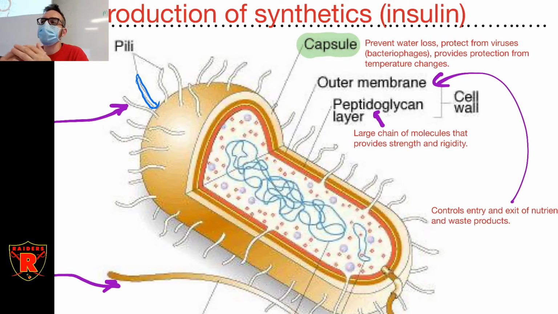That capsule is also used to protect bacteria from viruses. So viruses attack bacteria too. A virus that attacks bacteria is called a bacteriophage. Oftentimes when you see pictures of viruses and they look like that little lunar lander, you may have seen these before, like in a textbook or something. Those are actually bacteriophages.